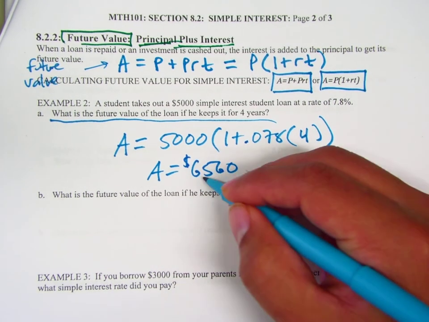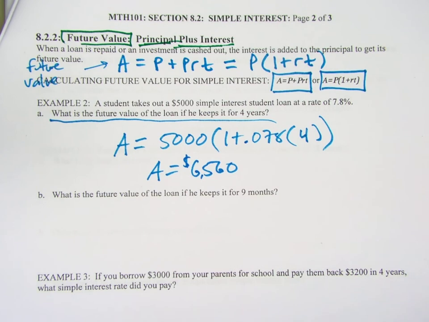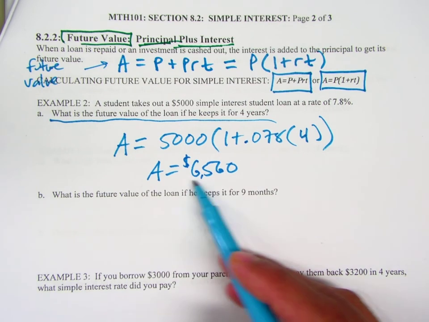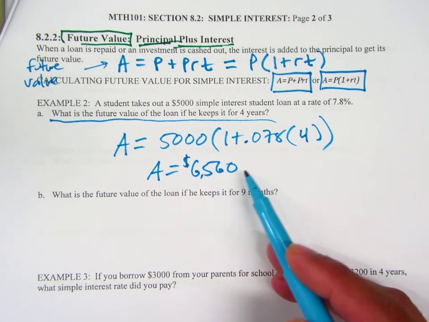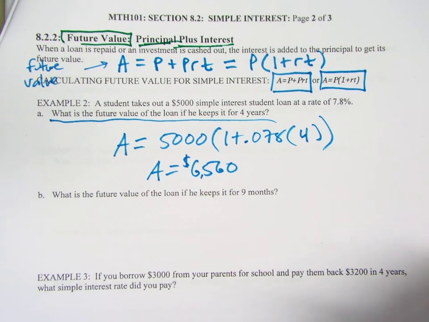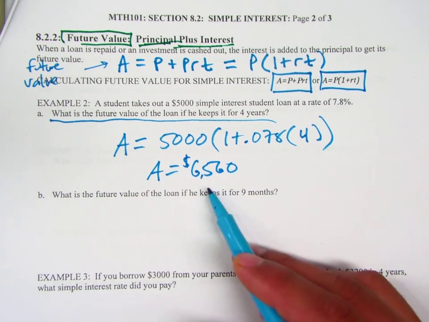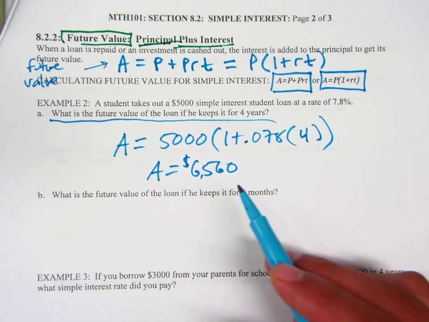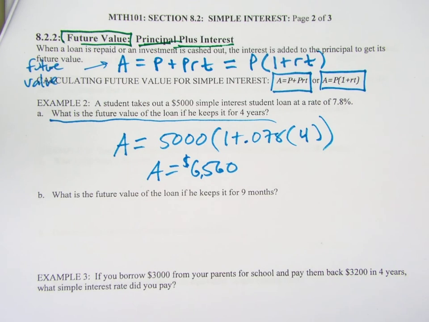So it's just important that you know the context of the problem. If they ask for future value, that means including the interest and the principal, how much are you paying back? If they just ask how much interest you're paying back, well, then it's not going to include the principal. It's just going to be that extra amount. Why don't you try B on your own real quick?